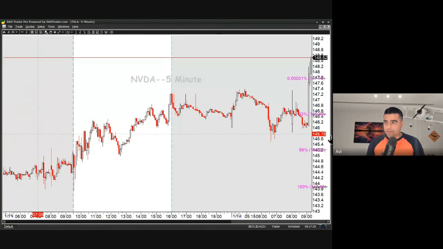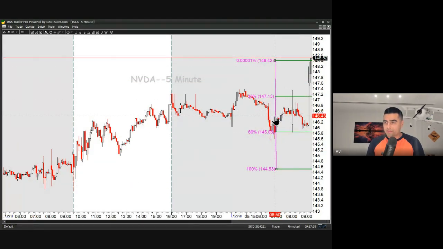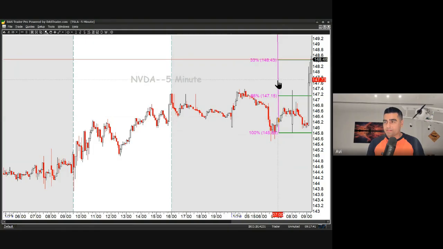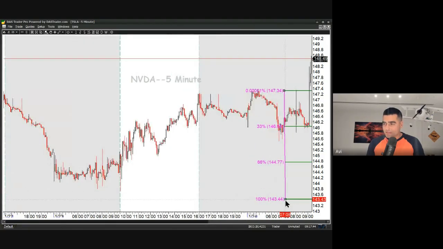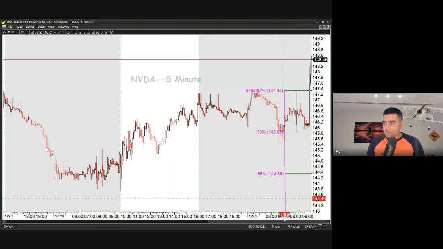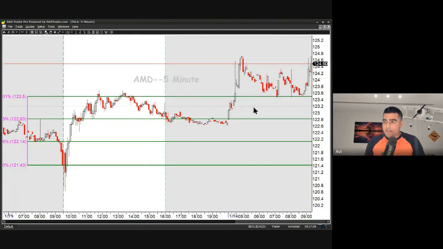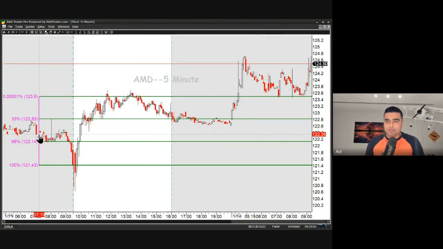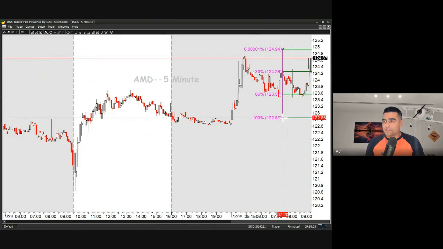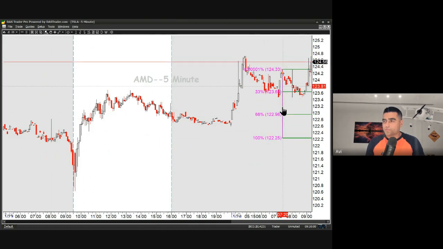NVIDIA. So that's the 8 a.m. candle. It's got to get bigger, huh? Well, do it this way. There we go. Look at that. NVIDIA already broke out, going for the next level, close to 149. AMD. That's 8 a.m. right there. And yep, there it is. Measured move.